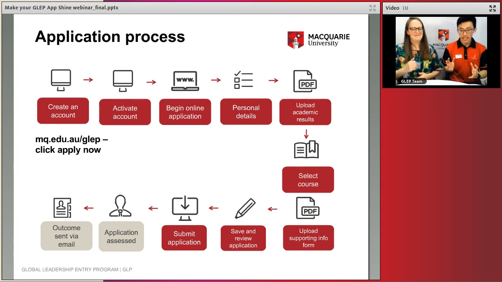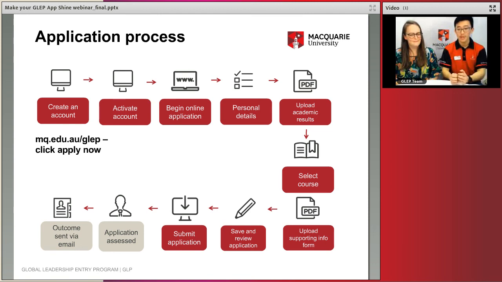Now that's a lot to take in, but we're just going to sum up the application process. The first step is to create an account. Jump onto mq.edu.au/GLEP and click the Apply Now button. When creating that account, just a reminder to please use your personal email. We don't want anything to get lost in the mix. Secondly, activate your account, and then you can begin your online application. That will include all of those details that we ran through: your personal details, uploading the academic results, and selecting the course.